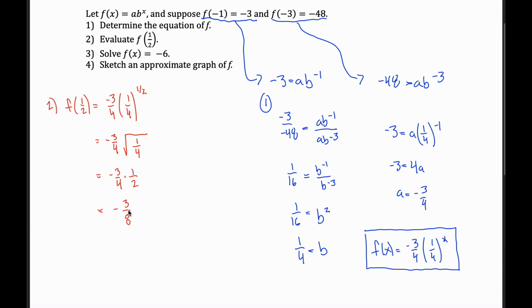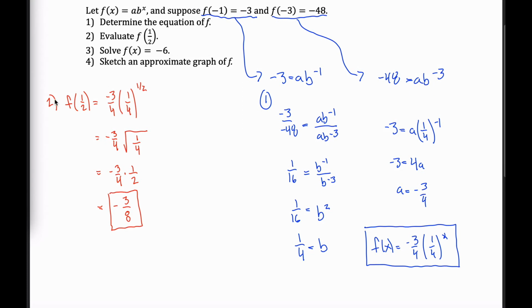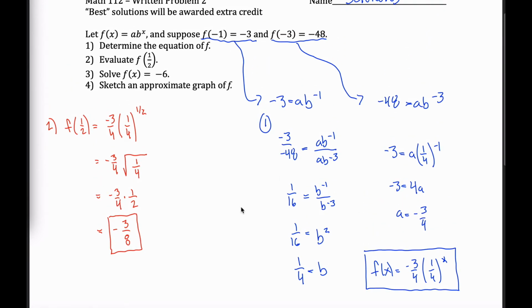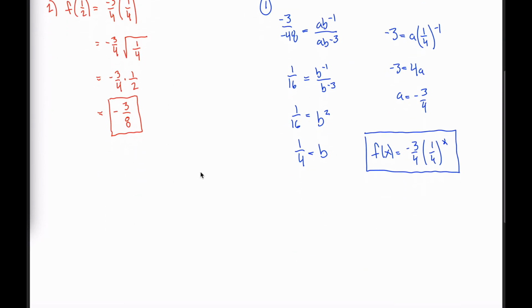So -3/8 is the output, while 1/2 is the input. Part 3 is not too dissimilar from part 2, except that instead of being told the input to our function, 1/2, we're being told the output for our function, -6. So I again take this function here, f of x equals -3/4 times 1/4 to the x power, but now instead of changing the inputs into 1/2, I'm going to set the output equal to -6.